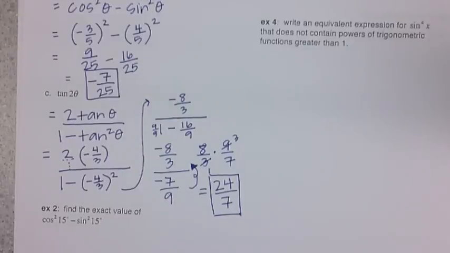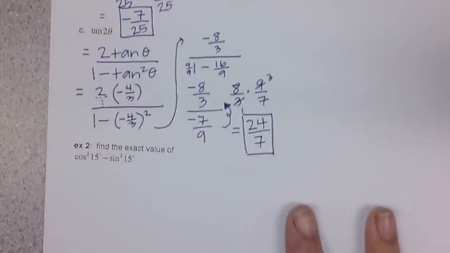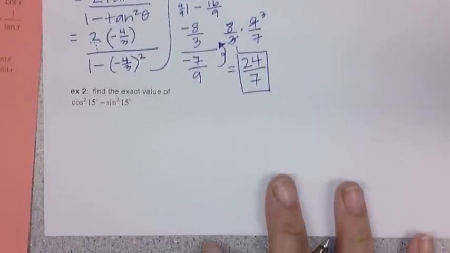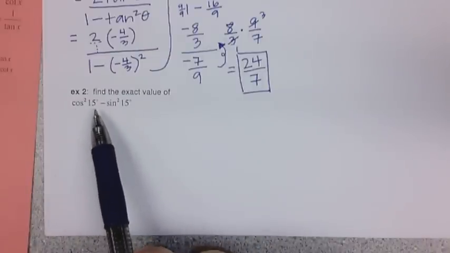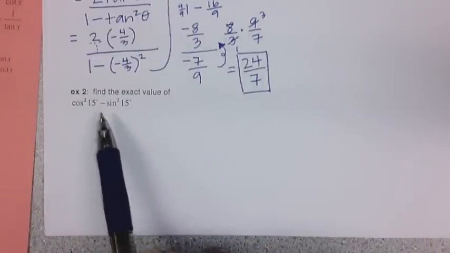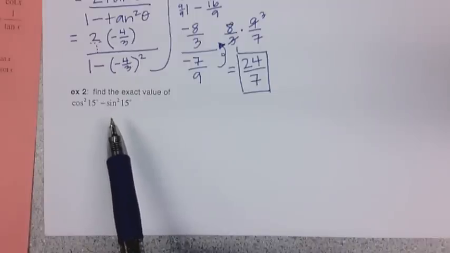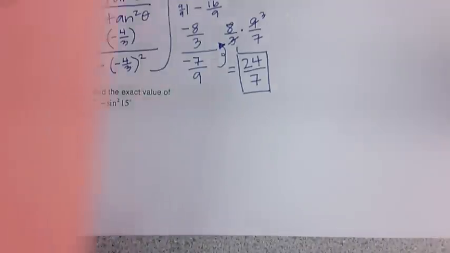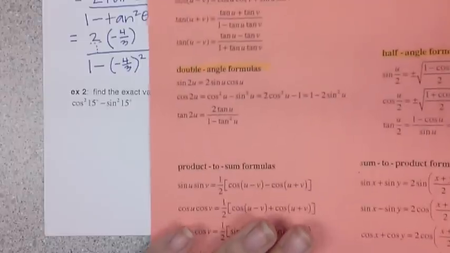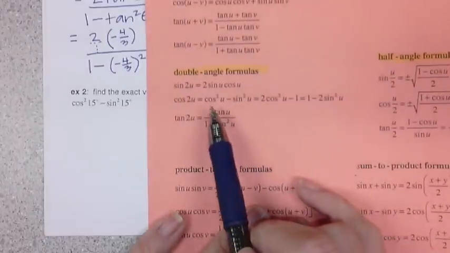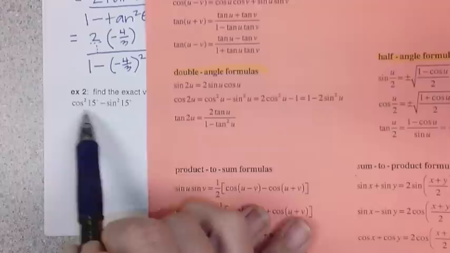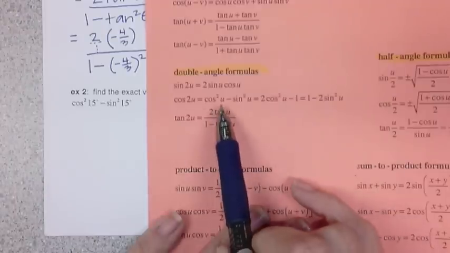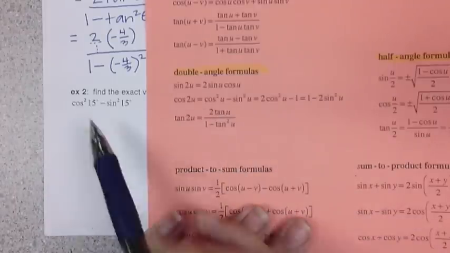Okay, moving on. Still not verifying an identity yet in this section, which is nice. So the next thing we're going to be doing is finding the exact value of this. And when we do cosine squared 15 degrees minus sine squared 15 degrees, what we're looking for is an identity that we can use. Since we're in the double angle section right now, I'm going to try and match one up. So if you look right here, we have cosine squared u minus sine squared u, and that's the same pattern right here, but our u ends up being 15 degrees.